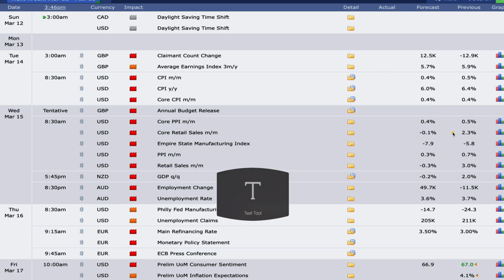Now, looking at Wednesday, we have the PPI. So there are two numbers, the CPI and the PPI, Tuesday and Wednesday. These two will be important if you're taking a look at the US dollar. That will be something we need to pay attention to.